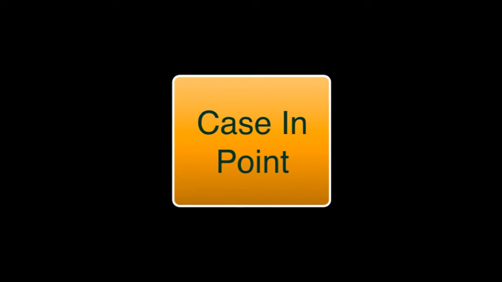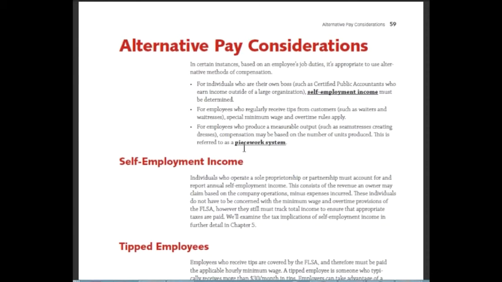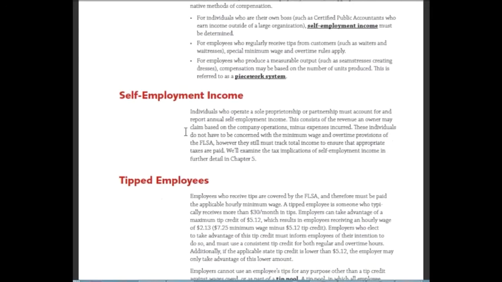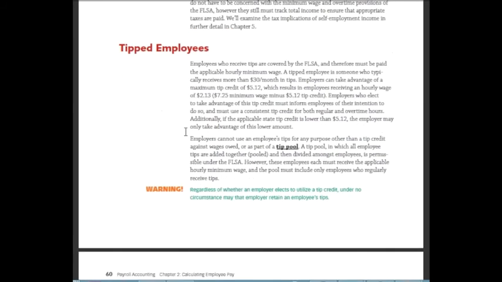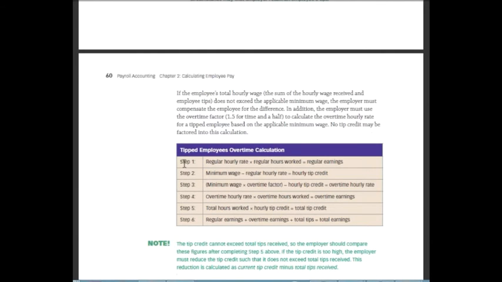So the first thing I'm going to show you is an example of a case-in-point exercise for performing a calculation. Here are the pages from the book on alternative pay considerations, where we talk about self-employment income and tipped employees. Then we provide this table, which is a summary of how we break down the calculation of overtime for a tipped employee into a six-step process.